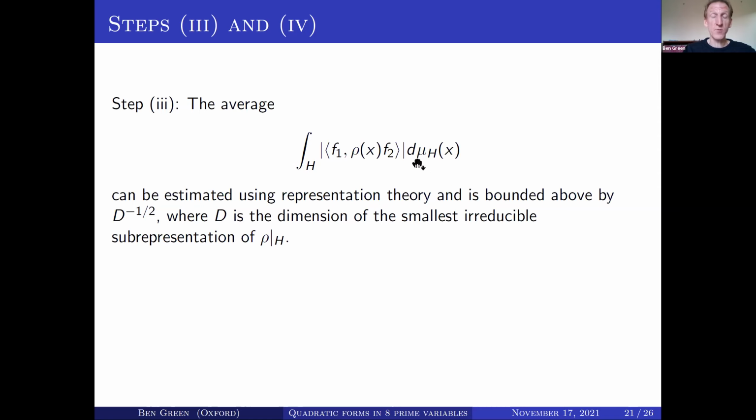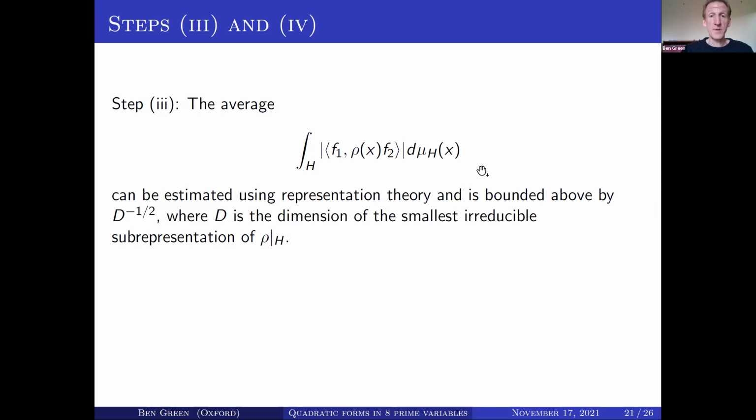If you use the Cauchy-Schwarz inequality, you can bound this above by the same average with a squared here. And that is something which has a formula. It's basically a form of Schur's lemma. It tells you that, if rho is irreducible, this is actually equal to the L1 norm of F1 times the L2 norm of F2 divided by the square root of the dimension of rho. And in the general case, you can split into irreducibles and get a similar bound.